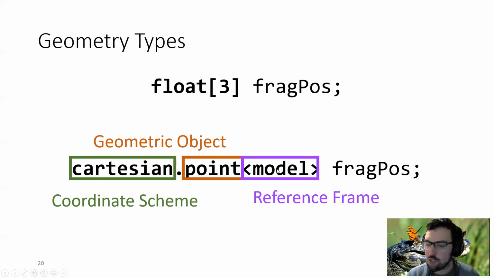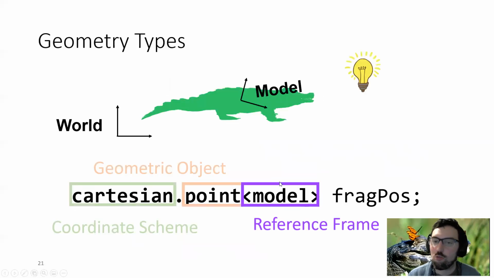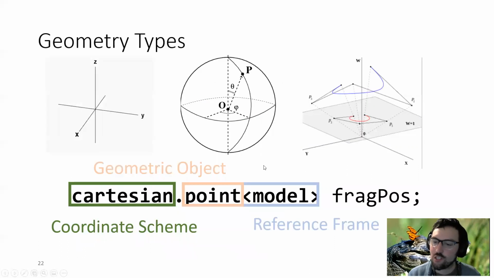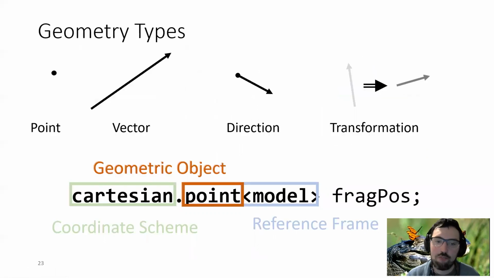I will briefly describe each of these components, and then we will see how those interact with the code that we saw previously. First of all, a reference frame is essentially the orientation and position that each vector is oriented from. So there might be a world reference frame, which is where things are relative to each other, and then there's the model reference frame, which is the perspective of the alligator. There's the coordinate scheme, which is the numerical representation of each vector. So for example, Cartesian or polar coordinates are fairly commonly known coordinate schemes. And then finally, there's the geometric object, the actual thing being operated on. Things like points, vectors, and directions are all examples of geometric objects.